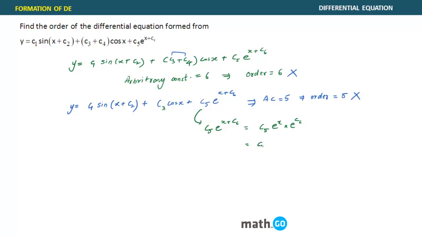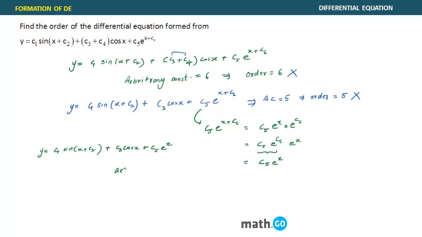Now you can see that here this is one of the constants and this is the other constant, and this is e raised to power x. The product of two constants will again give you a single constant, and this is c5 e raised to power x. So the whole equation can now be written as something like this: c2, so two constants, c3 cos x, third constant, and this c5 e raised to power x.